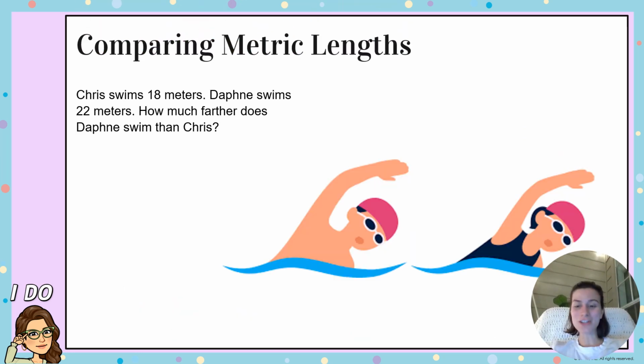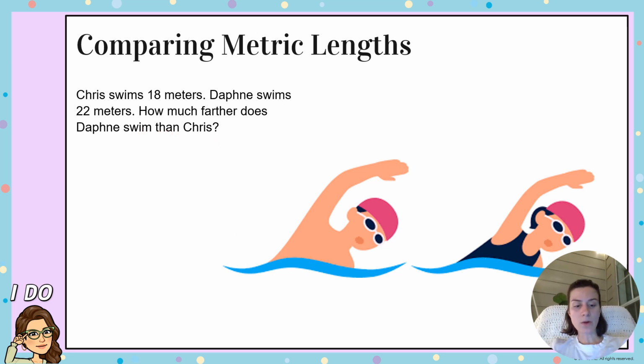All right, guys, we're going to do one more I do problem, and then we will have we do time where you get to practice. This time we're comparing metric lengths, okay? So step 1 is understand it. Let's read the problem. Chris swims 18 meters. Daphne swims 22 meters. How much farther does Daphne swim than Chris?